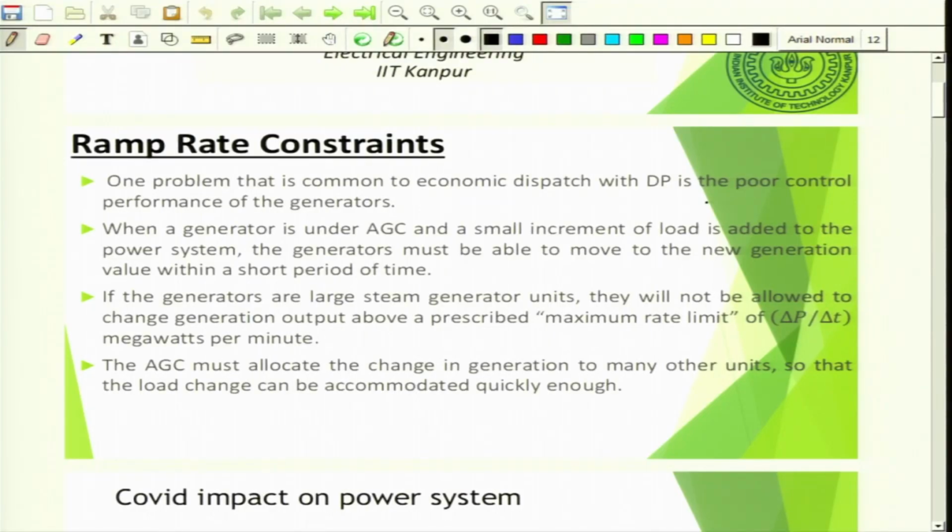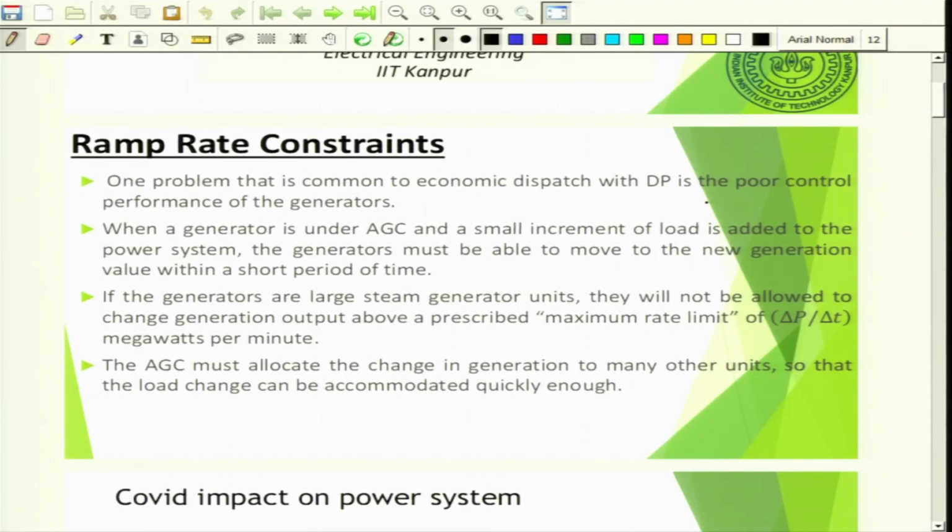So one problem that is common to economic dispatch with respect to dynamic programming, which we learnt in the last class, is the poor control performance of the generators. That means if you do not consider this ramp rate constraint, what will happen? The generators may lose stability.